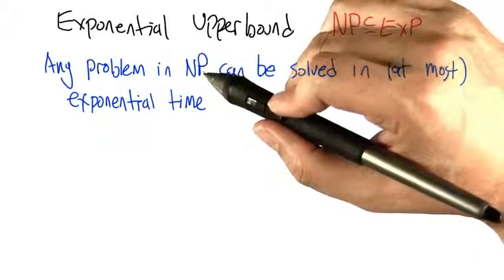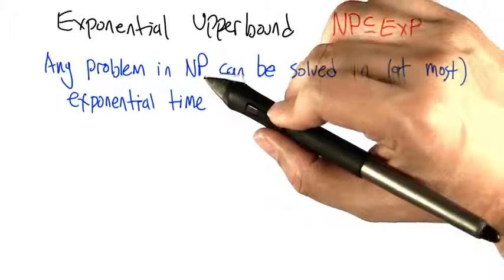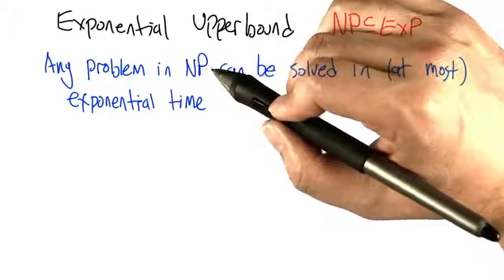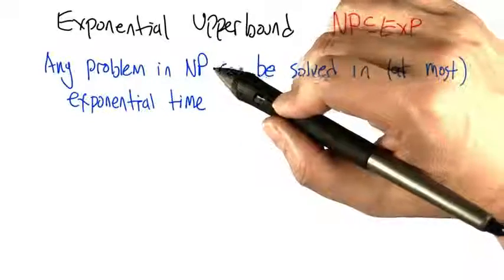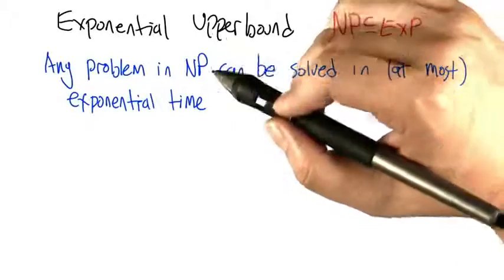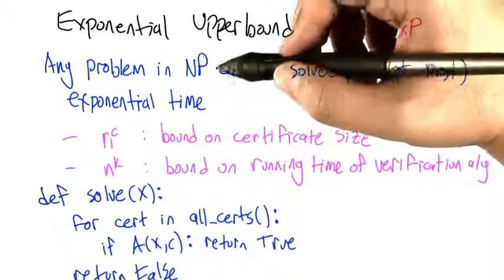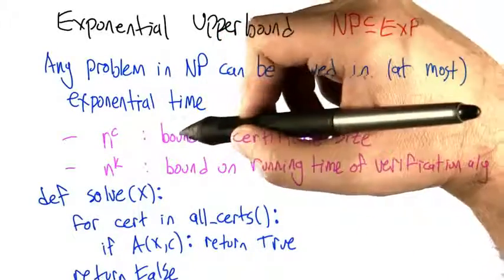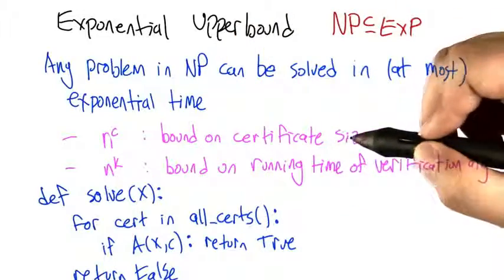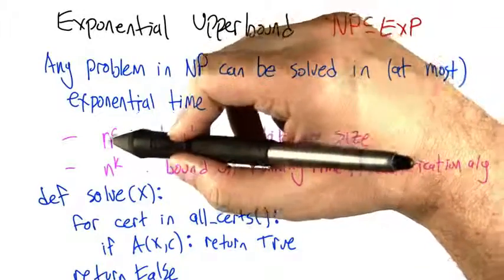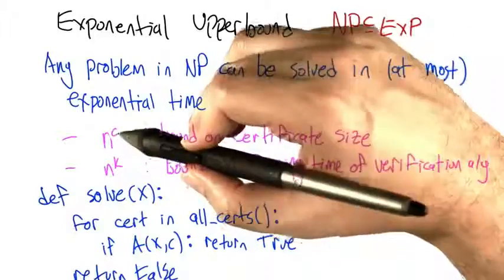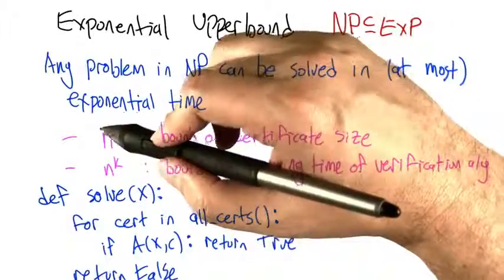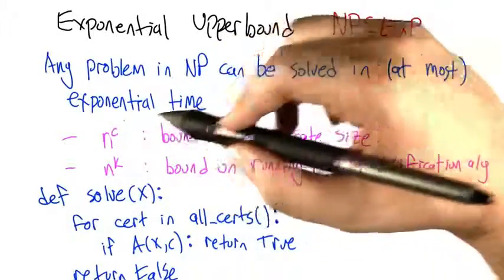None of the problems in NP can be any harder than that, say requiring double exponential time or factorial time or whatever it happens to be. They can all be solvable in exponential time. So if a problem is in NP, that means there's a bound on the size of the certificate needed. Say it's a polynomial n to the c for some constant that's specific to this problem, where n is related to the size of the input.